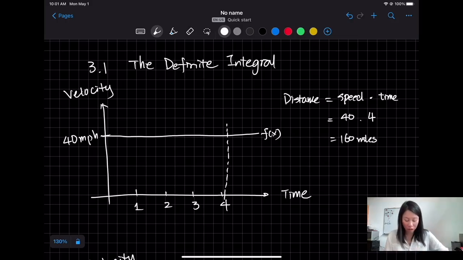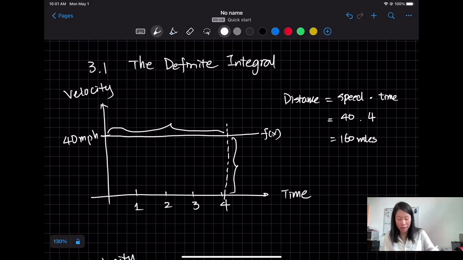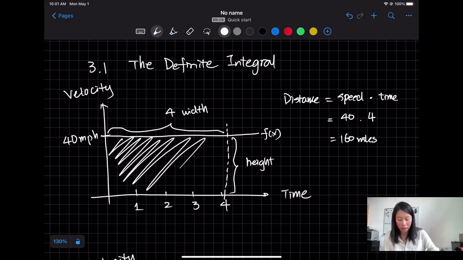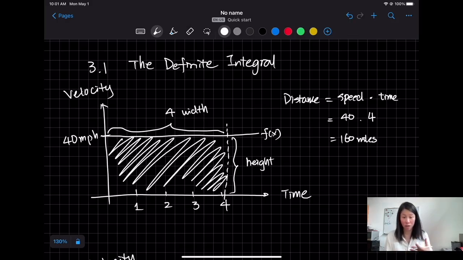Now if you take a look, 40 is the height of this triangle. Oh, not triangle, I'm sorry, rectangle. And then 4 hours is the width of this rectangle. So that means their product is the area of this region.